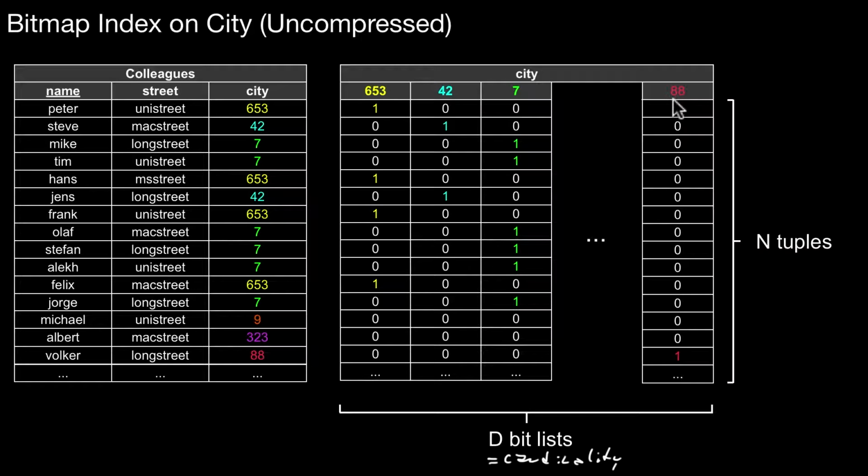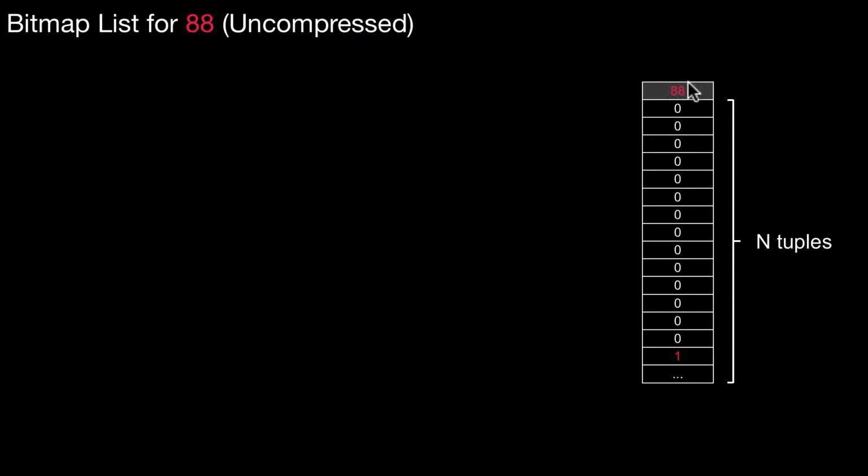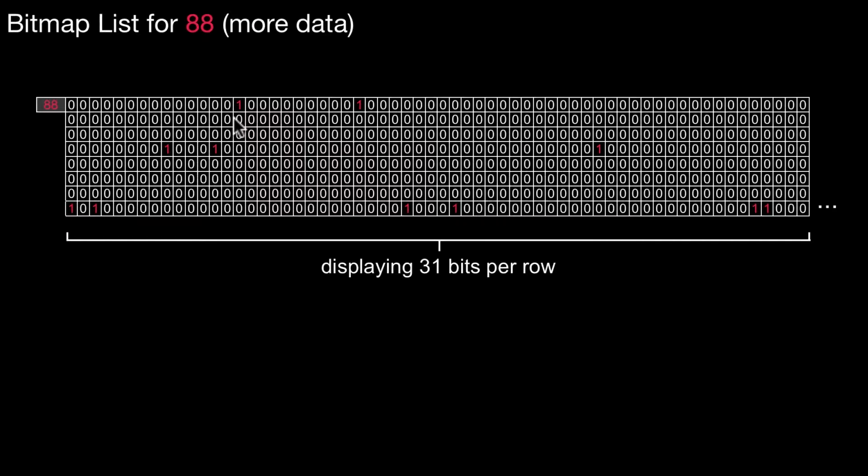In order to explain this, I will concentrate on one bit list only. Of course, you will apply the compression algorithm also on the other bit lists, but in the following I will concentrate on this bit list. Let's focus on this one. I put this bit list up here and rotate it by 90 degrees, so it's still the same bit list representing the tuples that have that value in attribute city. Some more data, some more bits. Of course, there are many more bits. We assume that n is pretty large. And what I also do here is display 31 bits per row. Each row has 31 bits exactly.